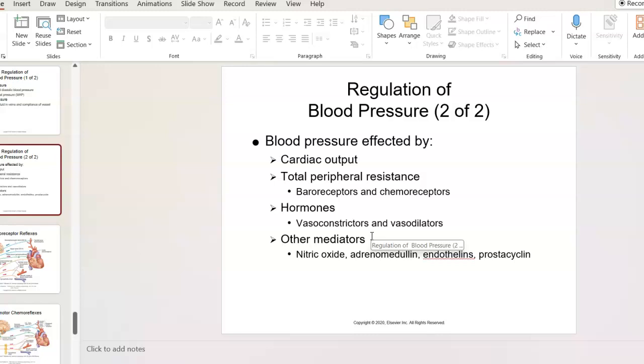We have vasoconstrictors, vasodilators. We spoke about histamine, for example, is a vasodilator. If you have a strong histamine reaction to an allergen, you can actually go into shock because the blood will leave that cardiovascular circuit. We don't have enough blood in the cardiovascular circuit for it to contract, and that's not a good thing because perfusion goes down. Okay, nitric oxide, endothelins, prostacyclin, I would say endorphins, or other things that affect our blood pressure.